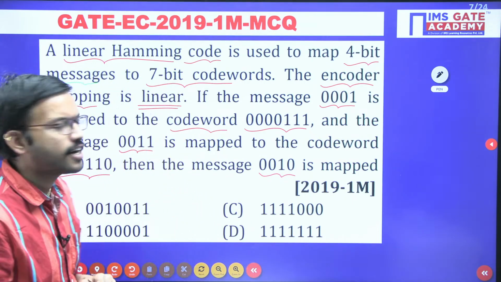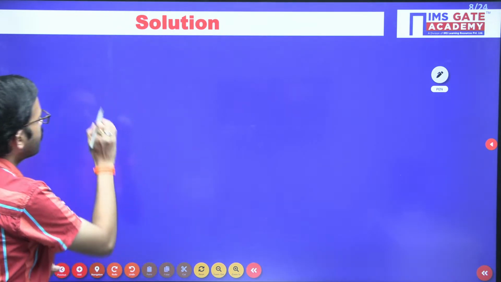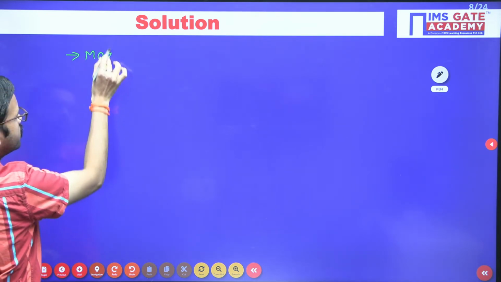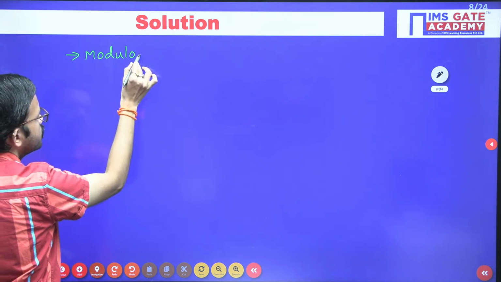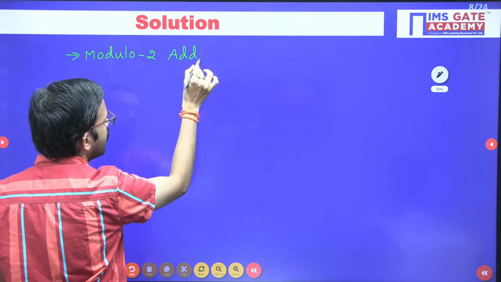Any guess? All of you please mention it in the chat. Modulo 2 arithmetic, or modulo 2 addition, is nothing but which logical operation? All of you think and tell me.